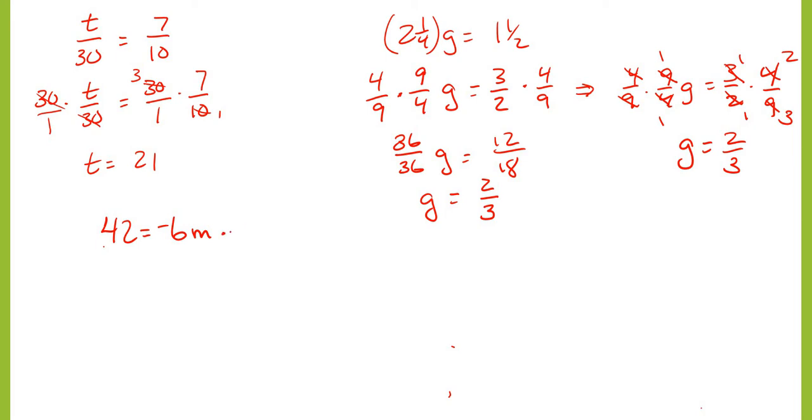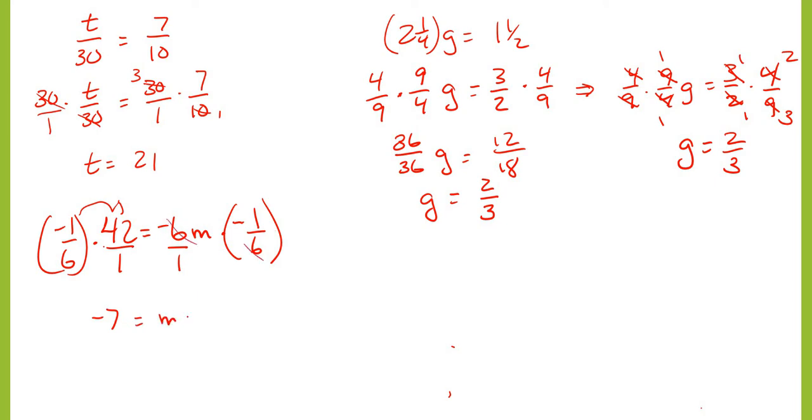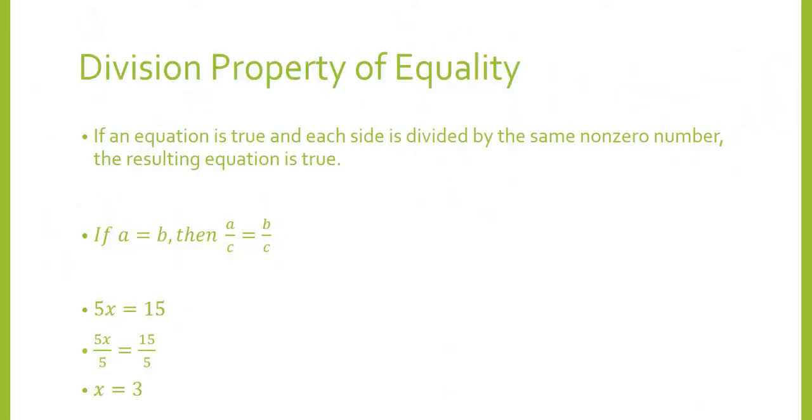Okay, I'm going to multiply this side again by my reciprocal, and you notice I'm doing a negative so that a negative times a negative will give me a positive. Put those over 1. -1/6 times 42 is -7. And this one, the 6's cancel, a negative times a negative is a positive. Okay, so that's using multiplication property of equality.